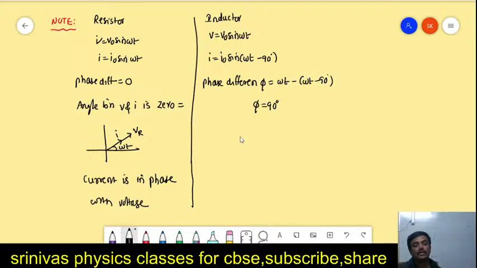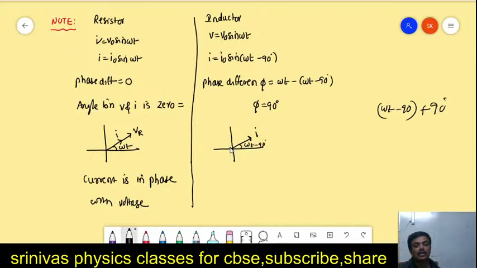And if you draw the phasor diagram here, you have to draw like this. The current angle is less, the voltage angle is more. The current angle is omega t minus 90. If you add 90 degrees, then you will get the voltage angle. I am taking the current angle as omega t minus 90.